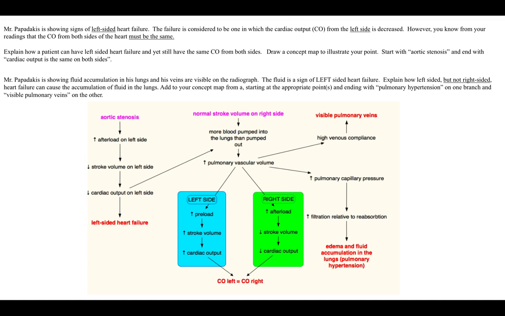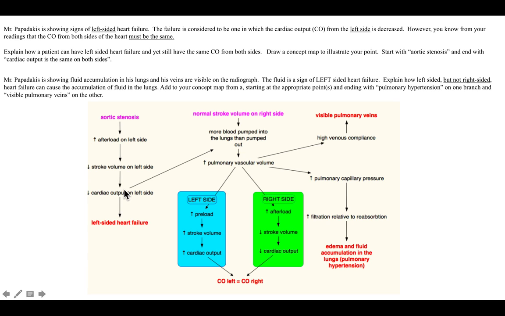And yet, we say somebody has left-sided heart failure, so how can you have less stroke volume on the left in heart failure, and yet cardiac output has to be the same on both sides? So ultimately the stroke volume is the same on both sides, even though we call it left-sided heart failure. And here's how that comes about. If you have a normal stroke volume on the right side and a reduced stroke volume on the left, you get a lower cardiac output on the left.